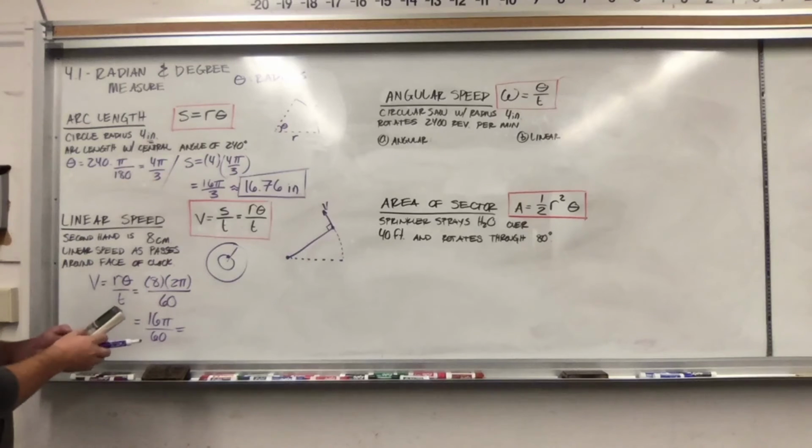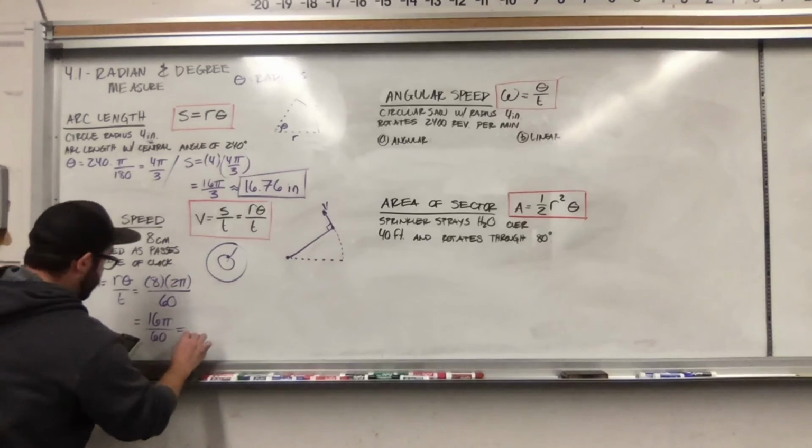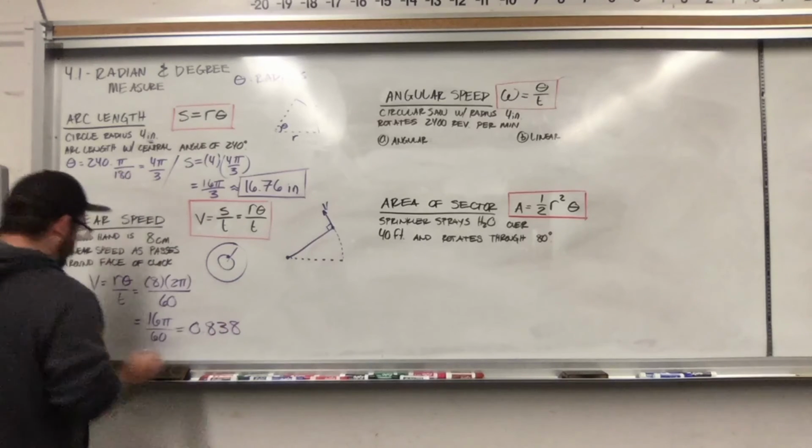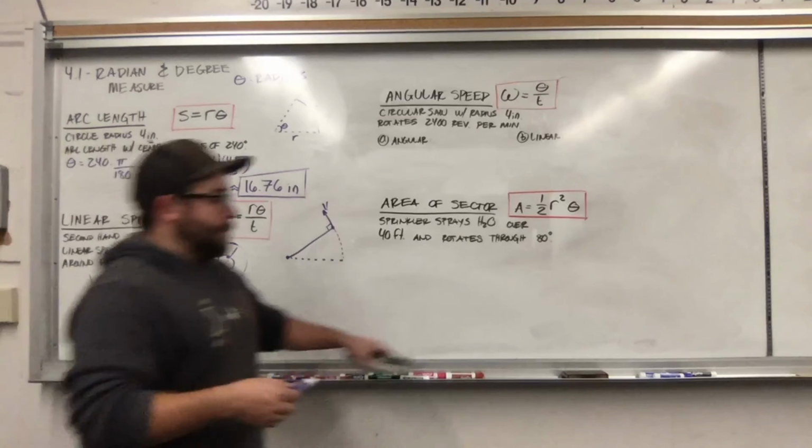And we want to know the approximate speed. Pi is not telling us much. So again, we can crank out that calculator. And we're getting approximately 0.838. And now again, it's an application.